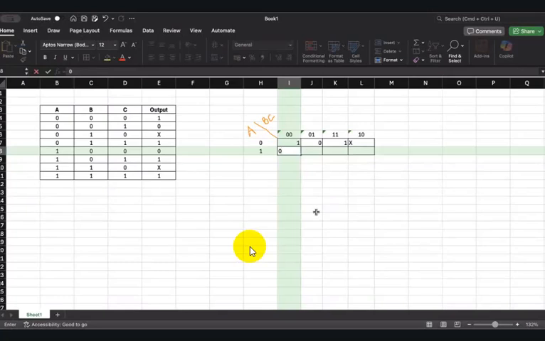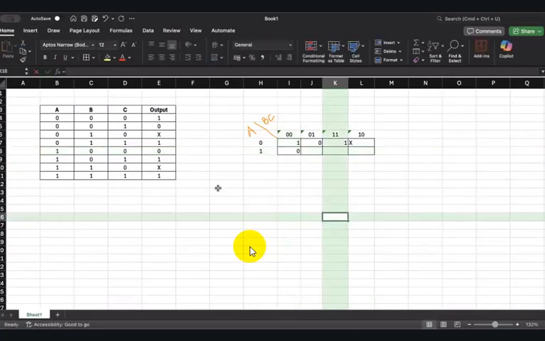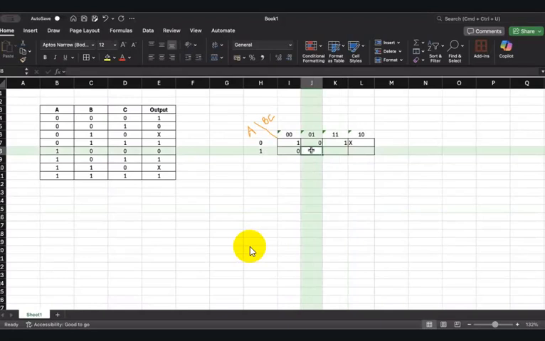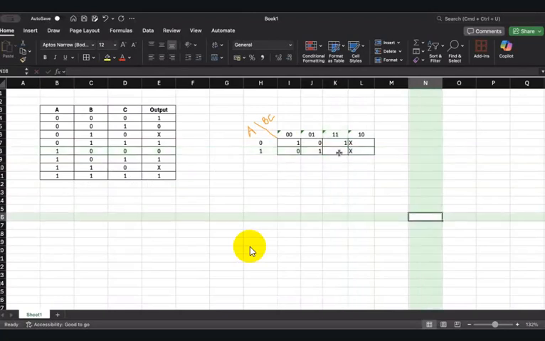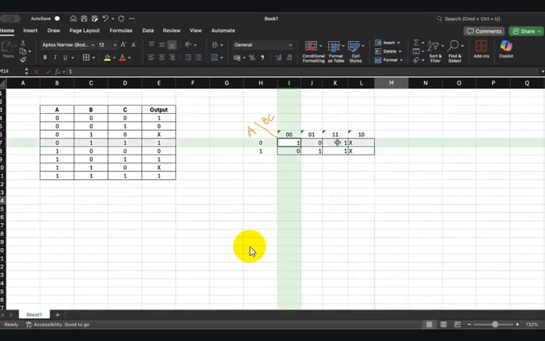Right? So you have this 0. Then if it is 1, 0, 1, it is going to be 1. Then if it is 1, 1, 0, it is going to be x. So again, if it is 1, 1, 1, it is going to be 1, right? So that's what we have here. Right. So now your K-map is done.